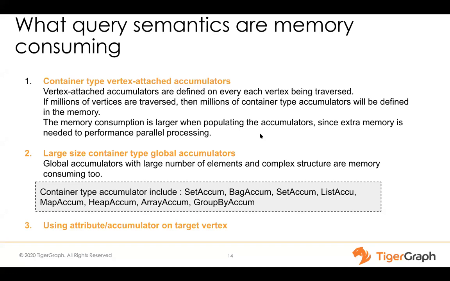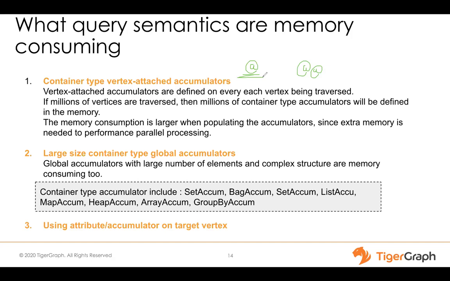First thing is container type vertex attached accumulators. Vertex attached accumulators are those accumulators defined starting with a single @ sign, because we know global accumulators start with 2 @ signs, right? So if we define an accumulator with a single @ sign, it's defined on each vertex that participates in the query's traversal. Especially when we define a container type accumulator as a vertex type accumulator, that means we are defining a container on each vertex that participates in the traversal.